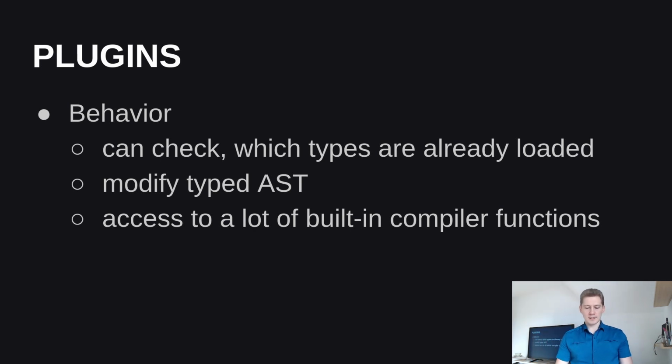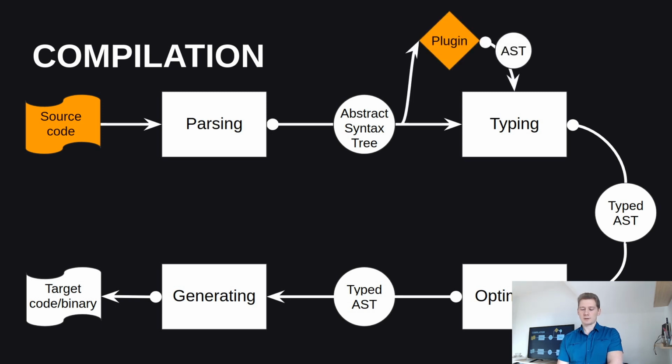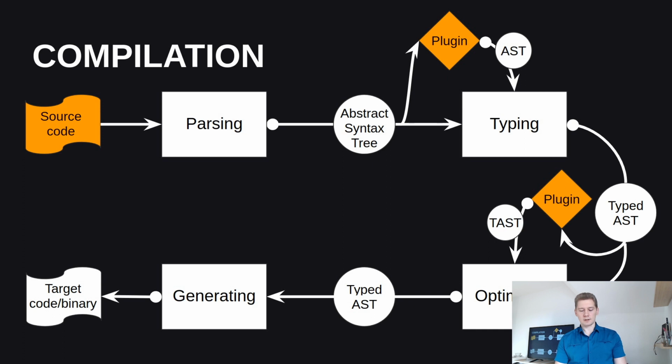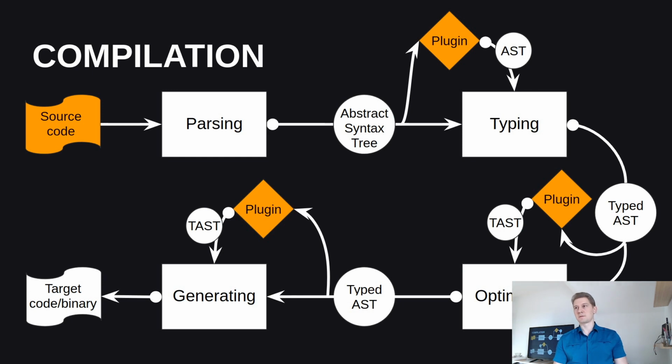Now, let's get back to the compilation. Now you can not only modify the abstract syntax tree without types, you can also do that at all the stages of compilation: after typing, before optimization, or after optimization before generating the target code. This allows a lot of great things. I'll mention them later, what the possibilities or use cases you can do with that.